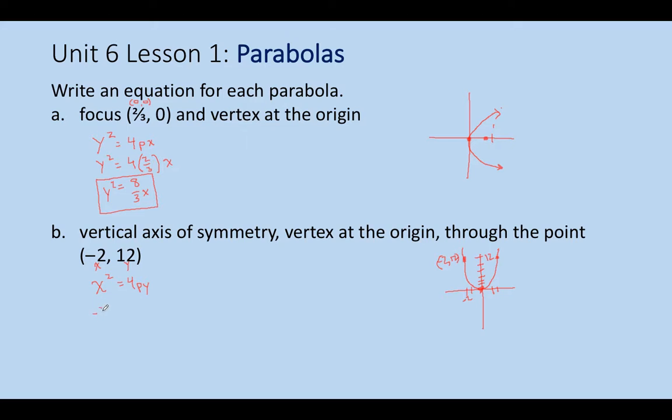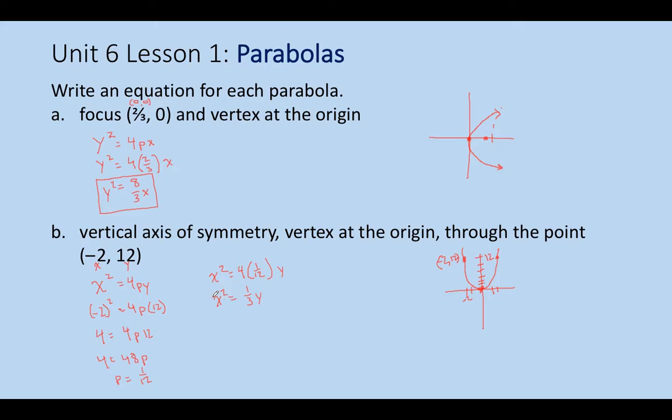So I have (-2) squared equals 4 times p times y, which is 12. Well, this will give me 4 equals 4p times 12. 4 times 12 would be 48. And if I divide both sides by 48, I get p equals 1/12. Okay, that's great. I can go ahead and plug this back into this guy right here. So I get x squared equals 4 times 1/12 times y. Well, 4 times 1/12, that would be 1/3 y equals x squared.